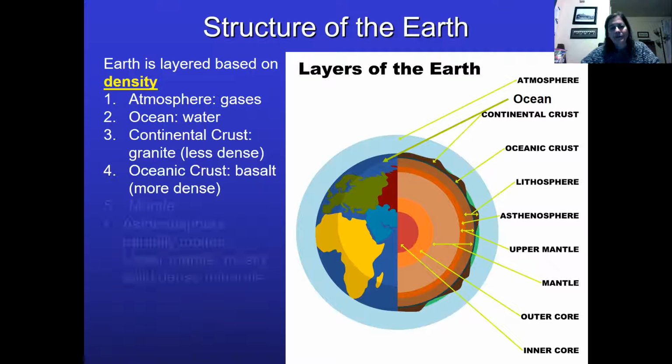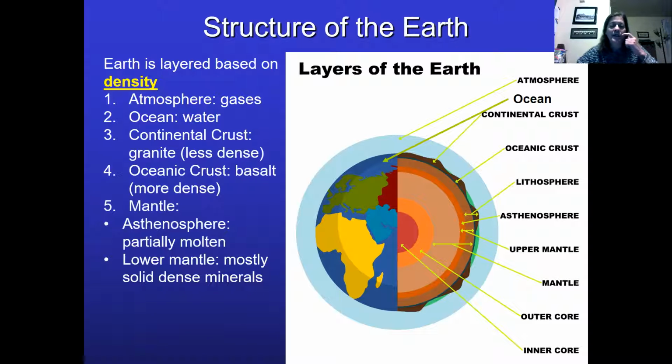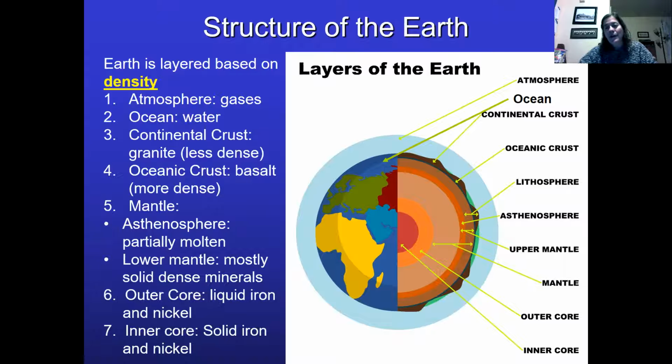in those rocks. And then as you go down into the mantle, you have the asthenosphere, which is partially molten and made out of slightly less dense minerals than the deeper mantle. And then when you go down to the core, it's largely made out of liquid iron and nickel for the outer core. And then because of the extreme pressure, solid iron and nickel in the inner core.